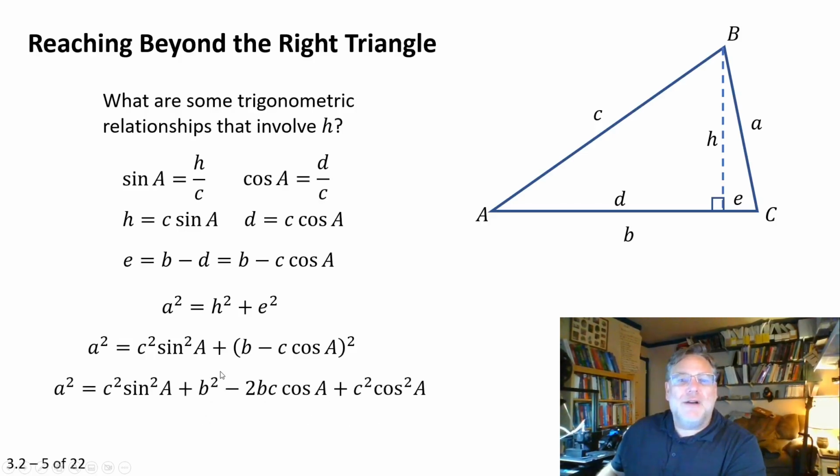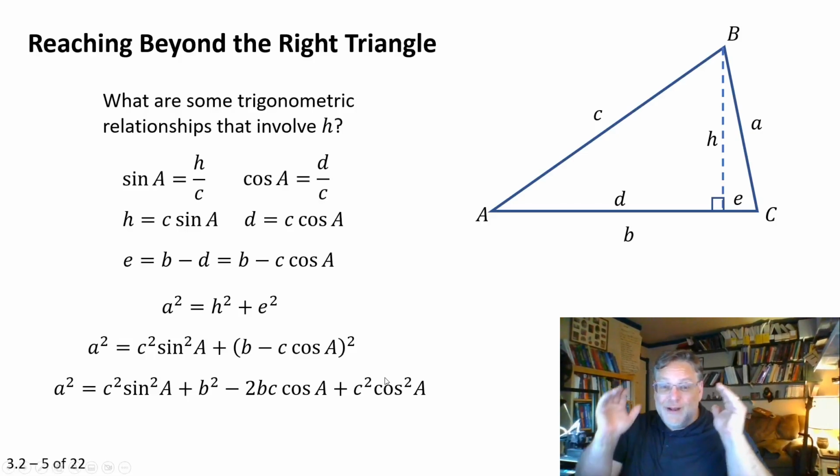And the rest of it here is just algebra. What we do now is we can expand this out through FOIL. This becomes b squared minus 2bc cosine A plus c squared cosine squared A. And notice now we're going to have some things that we can combine together. We have a c squared sine squared A and a c squared cosine squared A. So if I factor out a c squared from each one of those things, then what I'm going to have in parentheses is sine squared plus cosine squared.